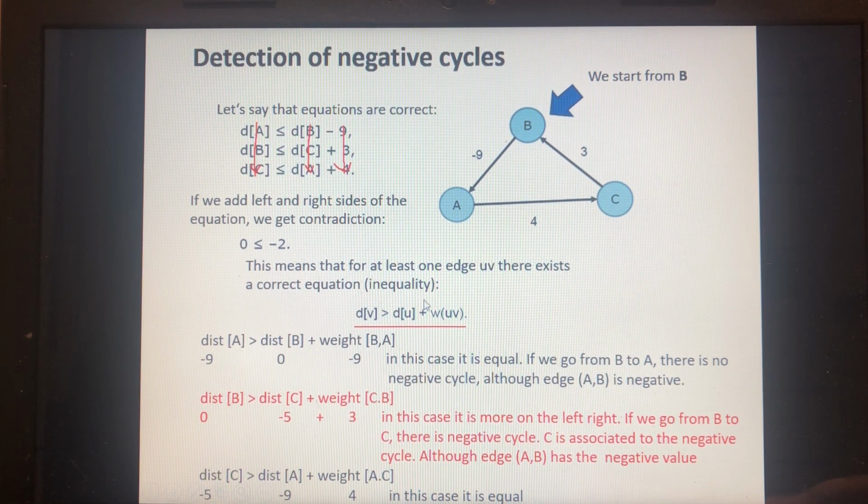And now distance, let's say v, if we are just starting from B, and we were checking each vertex. So distance A, from B to A, it would be -9. From B to B, it would be 0. From B to A, it would be -9. So if we just add them together, we see that in this case it is equal. So -9 is equal to -9.